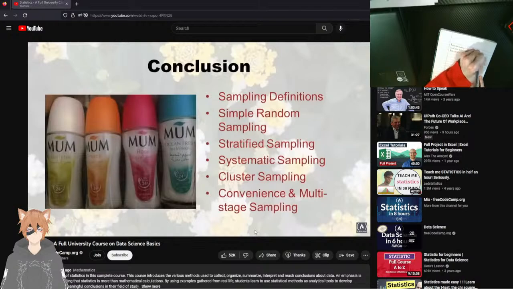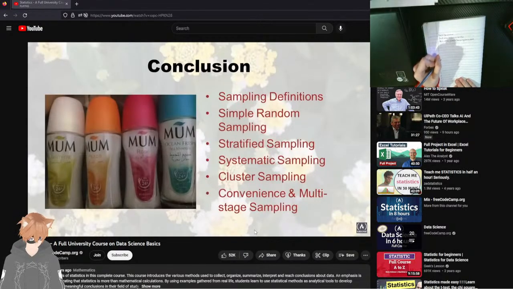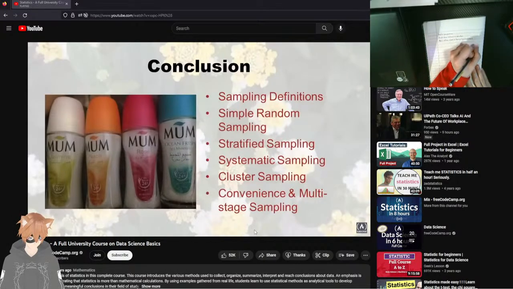So in conclusion, we made it through the sampling lecture, didn't we? I first started by describing some definitions you needed to be able to understand all these different types of sampling. Then I went into simple random sampling and showed you how to do it 2 different ways and what it achieves.